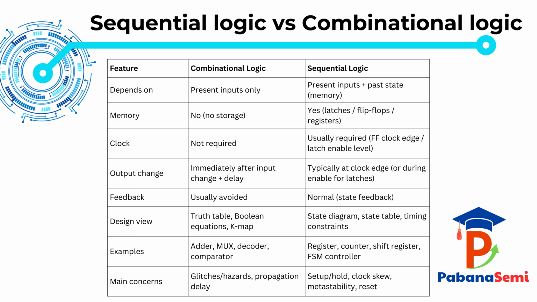In combinational design, we focus on Boolean equations and K-maps. In sequential design, we work with state diagrams, timing constraints, setup, and hold time. So, here's the simplest way to remember it. Combinational logic computes. Sequential logic remembers and controls. And together, they form the backbone of every processor, controller, and digital system you use today.